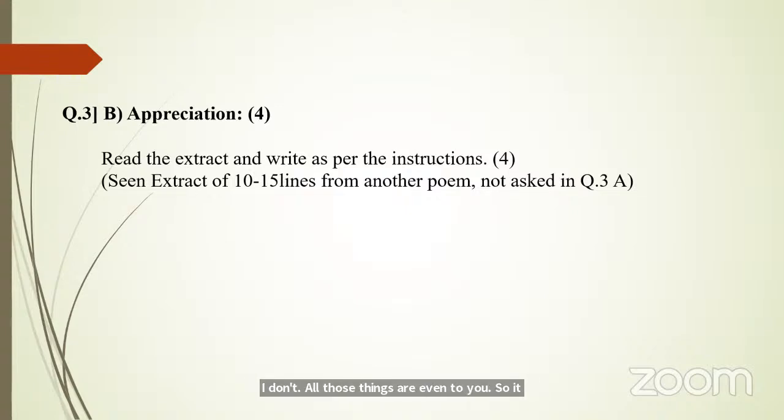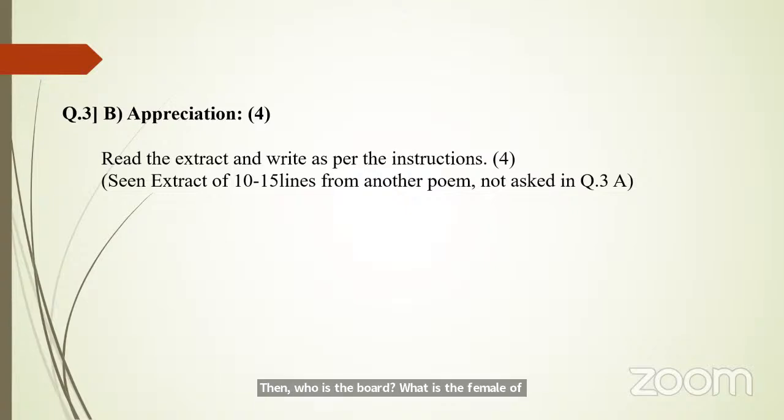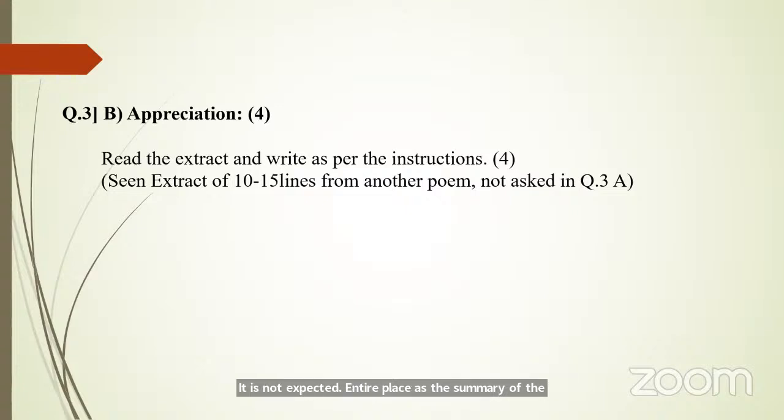So it is expected that you have to start it on a new page. Write for each point, write in a paragraph. For example, as a title, you have to give the name of the poem. Then who is the poet? What is the theme of that? It is given in the introduction of each and every poem. You can repeat that. Then for the theme, write the summary of the poem. It is not expected to write the entire appreciation as the summary of the poem. Only in a paragraph you have to write the theme of the poem.